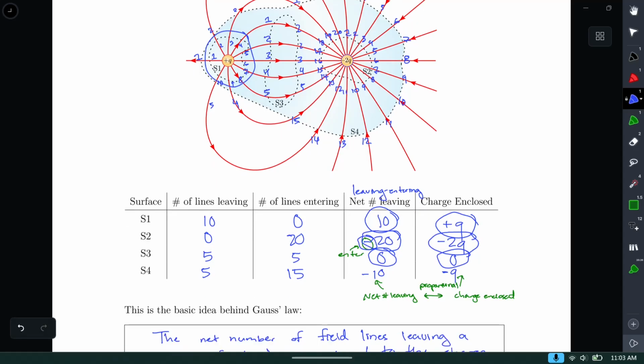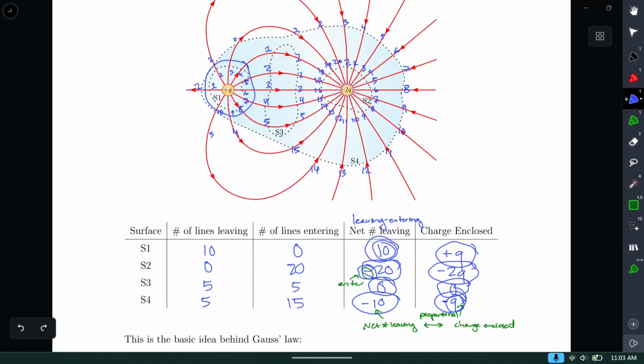And then when I looked at a bag that had a net number of 10 lines entering it, it had a negative amount of charge inside, the exact same amount as when I had positive 10 leaving. It's just that now they're opposite signs to each other. So the idea is that by counting how many lines poke into or out of that bag, any bag you want to draw, it's not just these 4 that I picked, you can draw a new one for yourself and check this, the number of lines that poke out of it is related to what's inside it. That's Gauss's law.